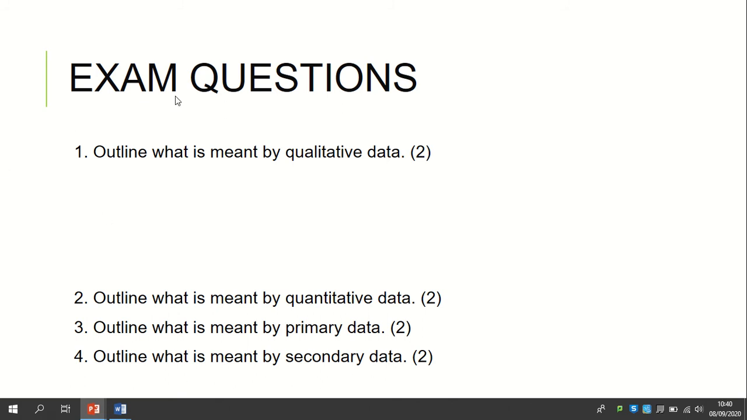But we've got things like outline what is meant by qualitative data. So you've got to tell me what qualitative data is. Qualitative data is data that is in the form of descriptions, thoughts and feelings. This can include things like a person's description of how they feel, something like that. So tell me what it is and give me a small example for 2 marks.